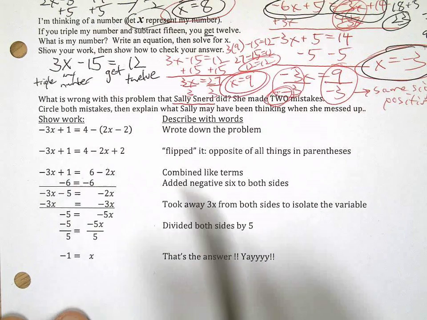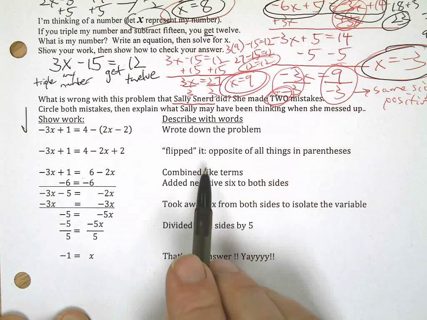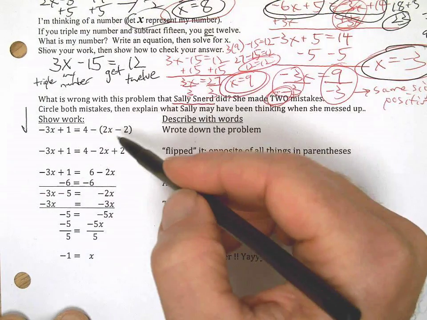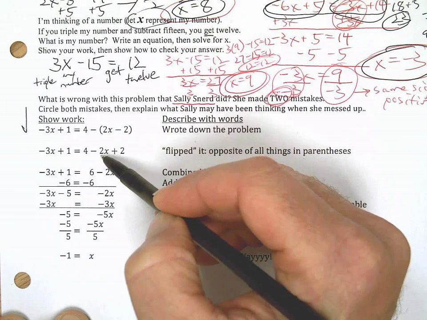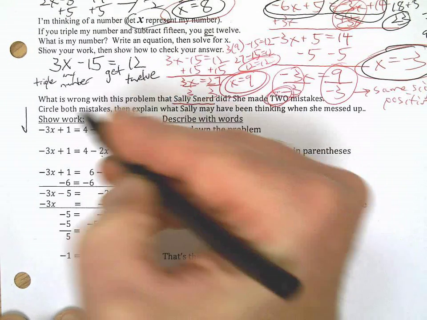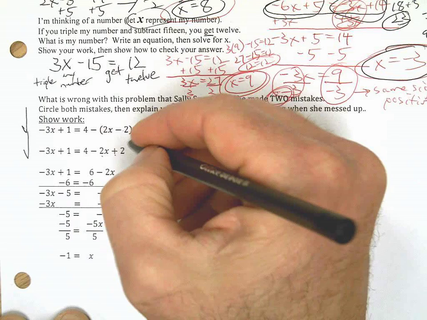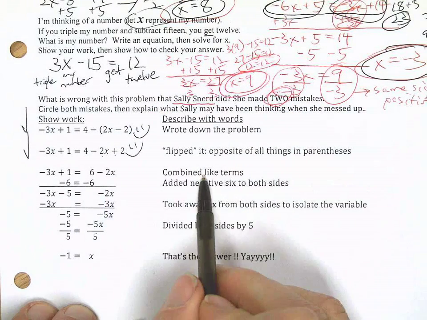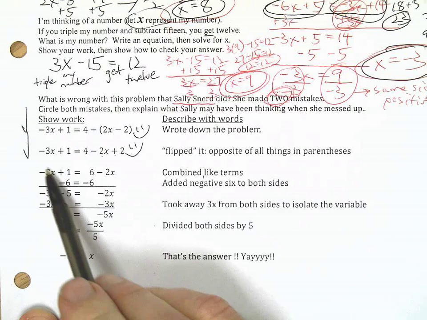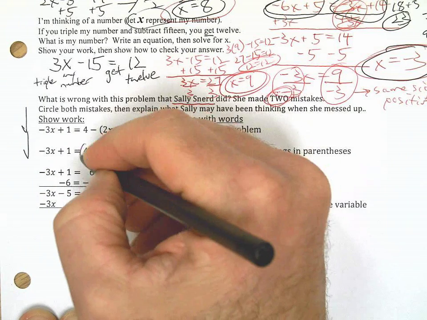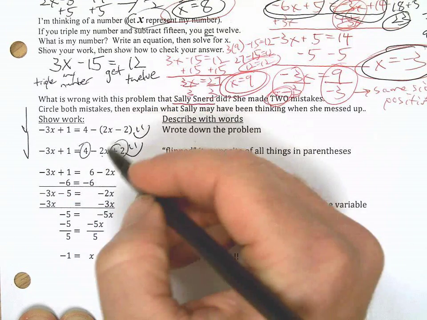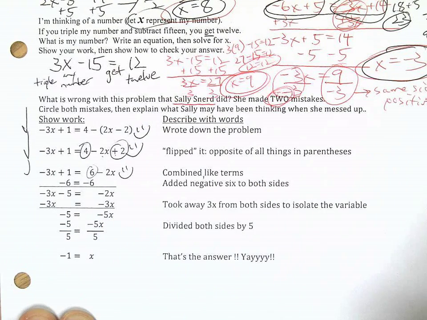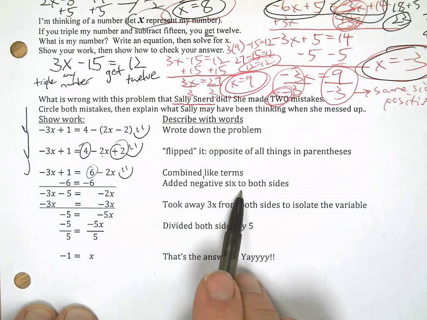So the first one here, she wrote down the problem. Nice. Done. Flipped it, which means opposite of all things in parentheses. So did she do that? Opposite of 2x, -2x. Opposite of -2, +2. Good, right? We can put smiley faces there. No mistakes so far. Combine like terms. The only like terms we have are the numbers 4 and 2. 4 and 2 makes 6. She did that very nicely.